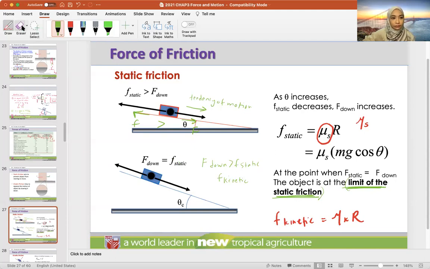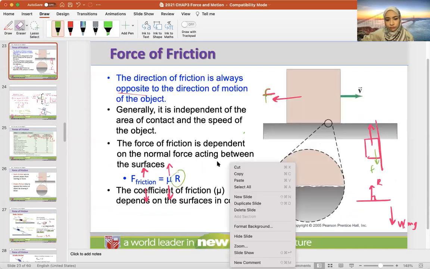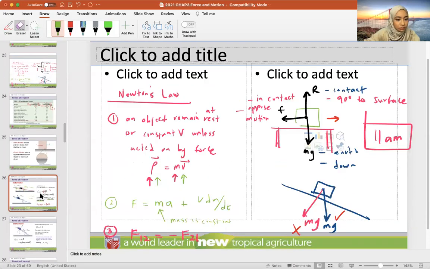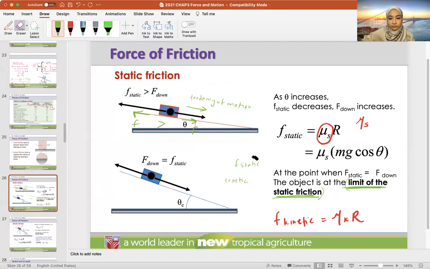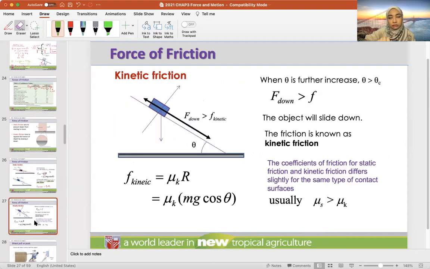Faham ke tak? Confused ke faham? Okay. So F down ni force yang ke bawah je tak ada apa-apa. Don't think anything of it. Just anggap dia force untuk ke bawah saja dulu buat masa ni.